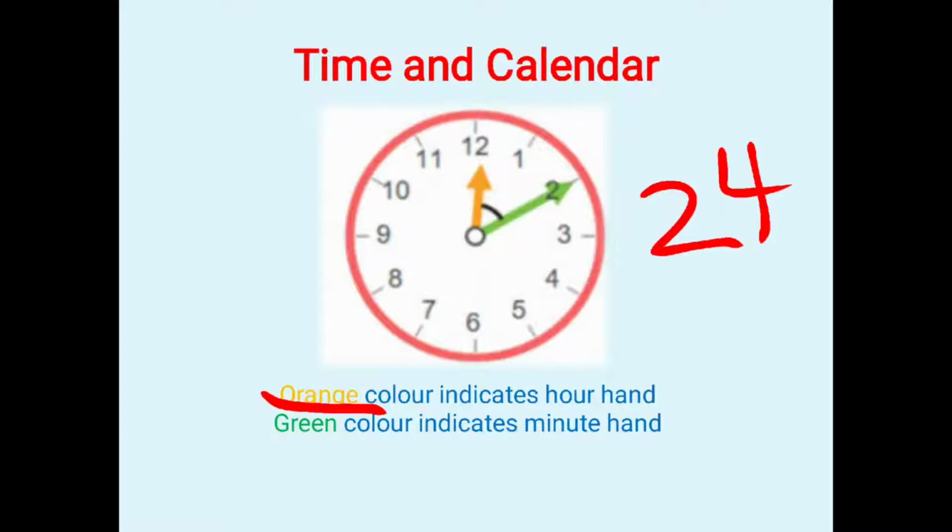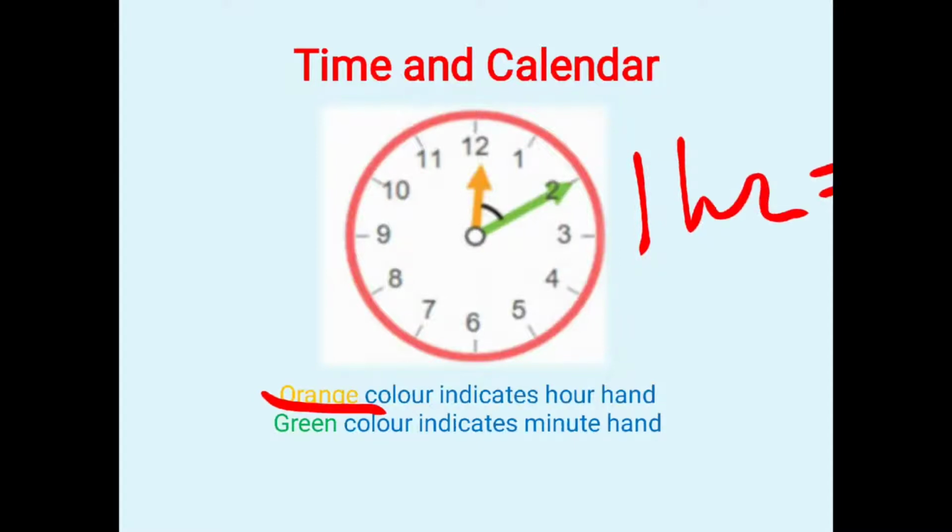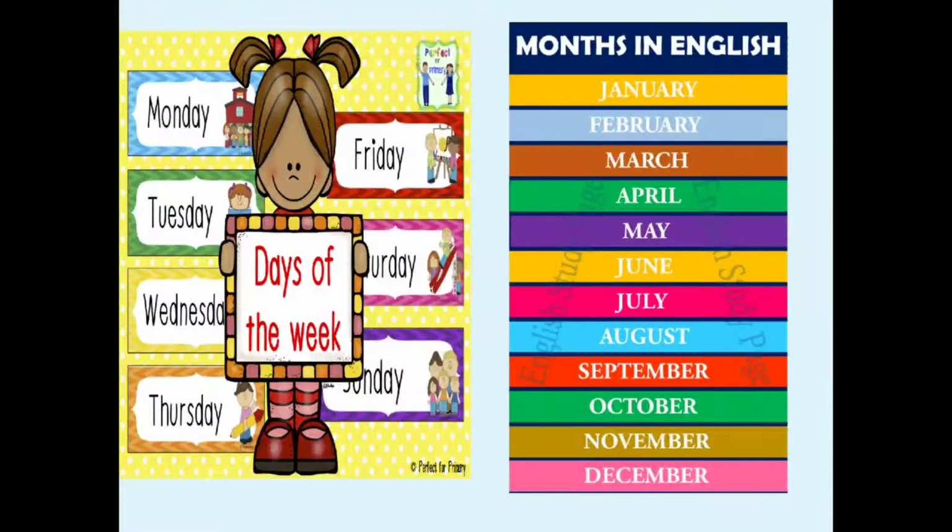Now here the question is, how many minutes are there? In 1 hour there are 60 minutes. How many minutes? 60 minutes. See, you can see from 12 to 1 there are 5 minutes. From 1 to 2 again 5. Like this, if we calculate, then there will be 60 minutes. Okay. Now let's see the other slide.